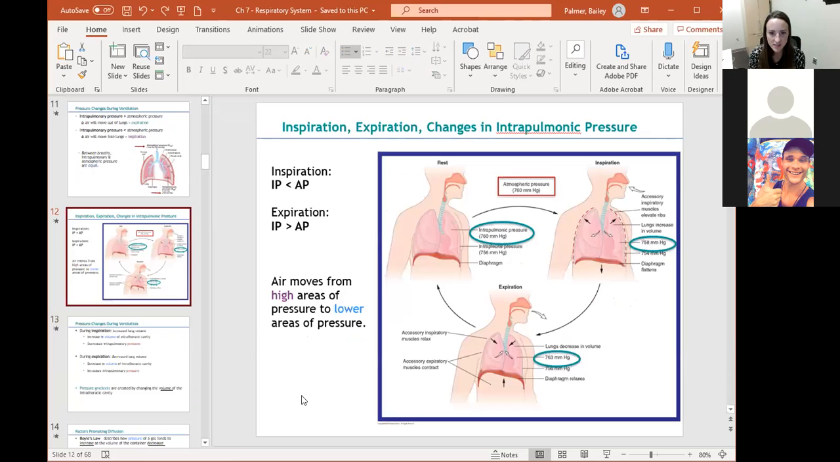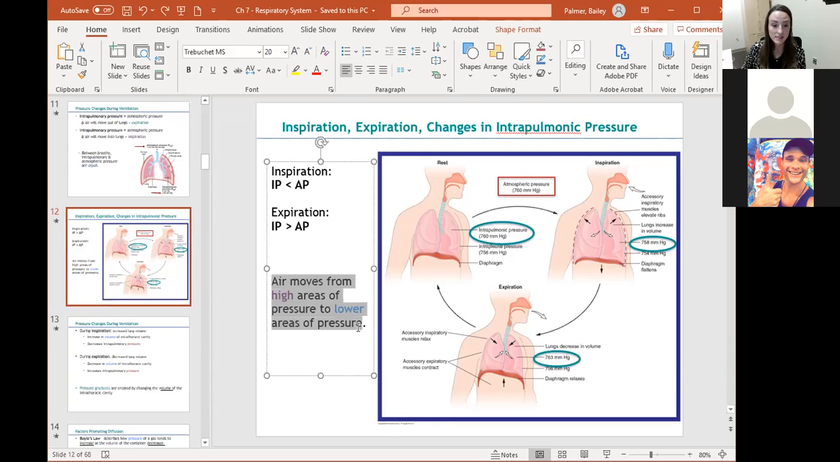So here, let's do a quick overview of inspiration and expiration. Here's our atmospheric pressure. We know it's 760. And then in between breaths, at rest, there's no movement, which means the pressures are the same between the two locations. We also know down here, this is a really important statement, and we learned about this in the cardiovascular system when we talked about the movement of blood: blood and gases move from high areas of pressure to low areas of pressure. So that causes a pressure gradient, which causes air or blood to move.